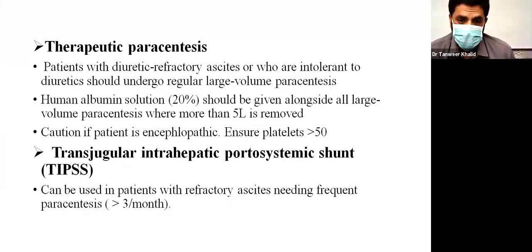Human albumin solution 20% should be given alongside all large volume paracentesis, meaning when more than 5 liters is removed. Caution if the patient is miscalibrated, and ensure the platelet count is greater than 50 and the coagulation is normal.